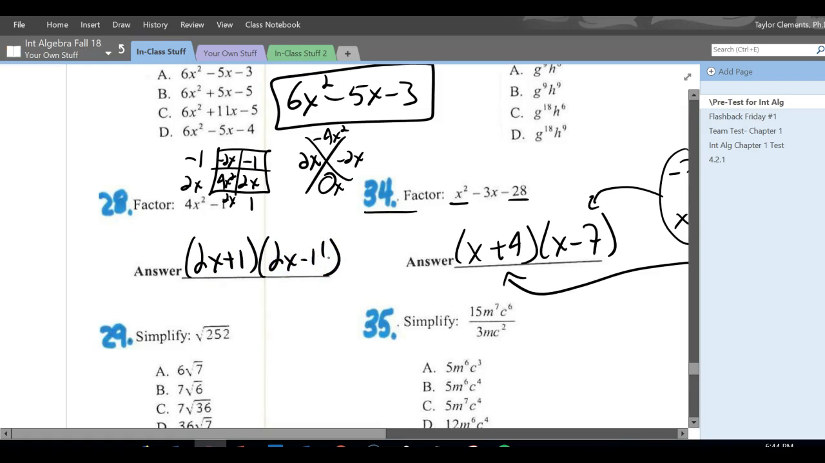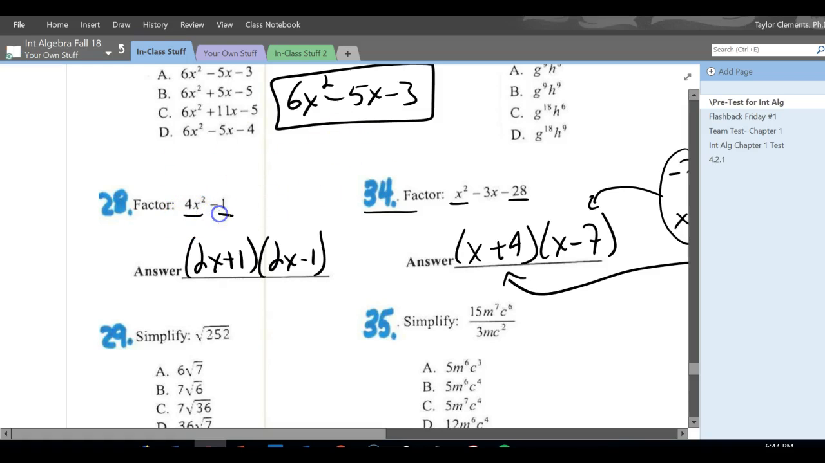You might also pick up the pattern of difference of squares. That's what we have here. When you have 2 numbers that are being squared and there's a subtraction, then you get a difference of squares. And that's the square root of the first plus or minus the square root of the second.